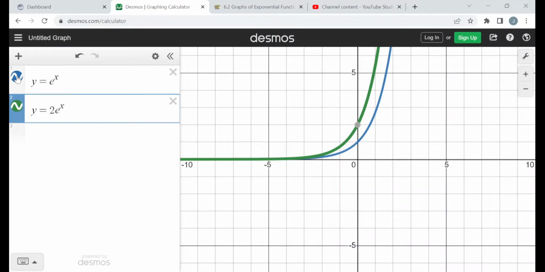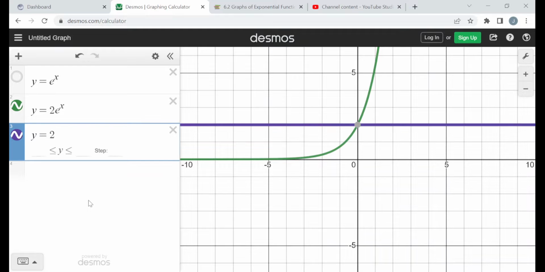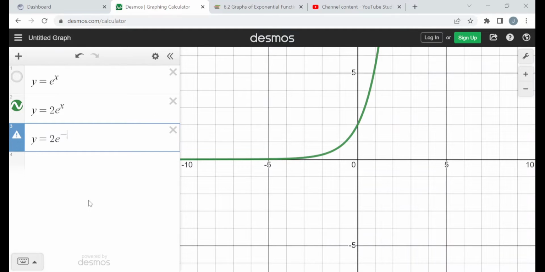Alright, so now I'll turn the first one off. Now we're looking at this. Then we were asked to reflect this graph across the y-axis. And that was by replacing x with negative x. y equals 2 times e to the negative x. Right? Now, do you see the reflection? I hope you do, across the y-axis.